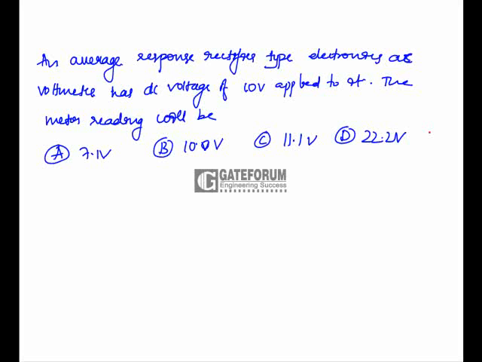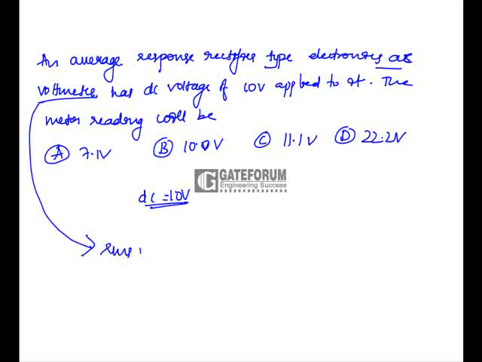An average responding rectifier type electronic AC voltmeter has a DC voltage of 10 volts applied across it. The meter reading will be? Now what type of voltmeter is it? It is an AC voltmeter. That means this voltmeter always reads RMS values. Now what is the RMS value for this one? 10 volts is the answer. So option B is correct.